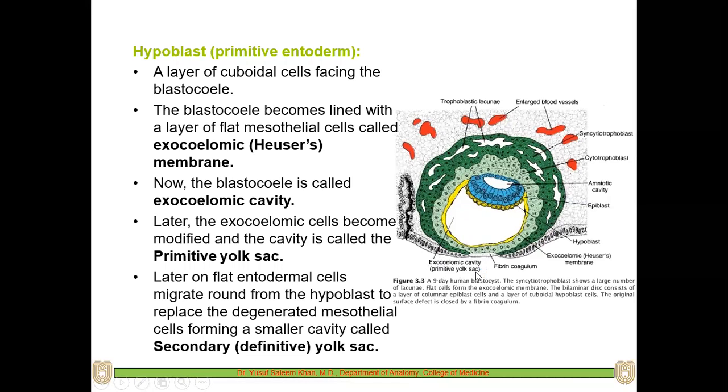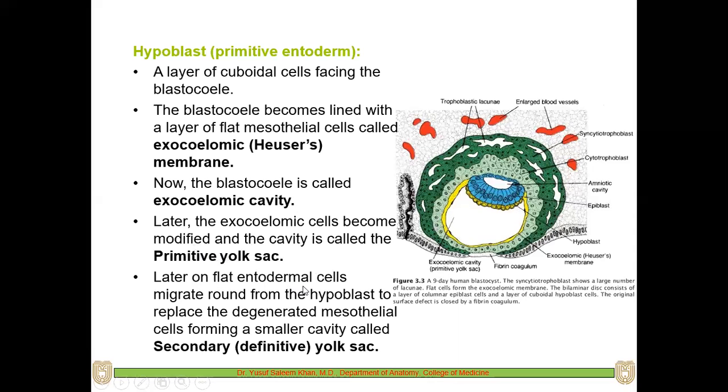Very important structure. You have to keep watching how they keep changing. Initially there was only one cell layer here as well as here. Now it becomes a double layer here, and here also it becomes a double layer. Then there is a cavity formed above, and the cavity below is also lined by a membrane, and a new cavity is formed called the exocoelomic cavity, also called the primitive yolk sac. Later, the exocoelomic cells become modified and the cavity is called the primitive yolk sac.